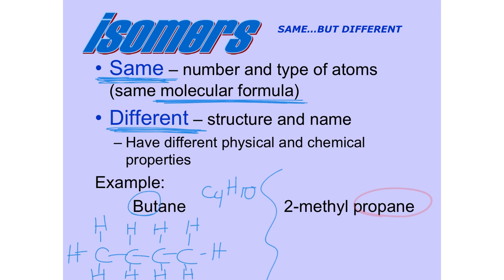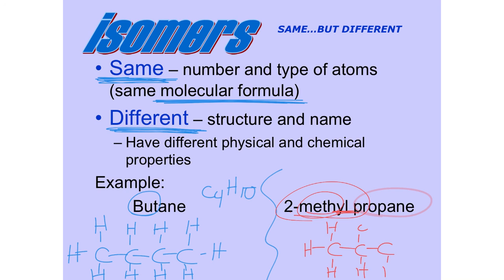Okay, 2-methylpropane. So we start with propane: we got 1, 2, 3 C's with single bonds. 2-methyl, we got a branch. Meth is 1 carbon, so we got a 1-carbon branch coming off of the second one. Then I go back and add in my H's.